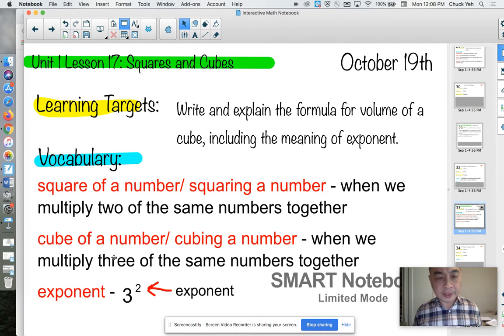Here's the notes for that. Write and explain the formula for volume of a cube, including the meaning of exponent. Squaring of a number is when we multiply two of the same numbers together. Cube of a number is when we multiply three of the same numbers together. An exponent. See that little raised 2 there? That's an exponent. So this means 3 to the second power, 3 squared. Okay? So go ahead and pause it and take notes for that.